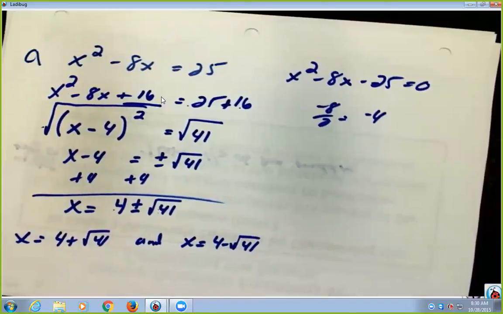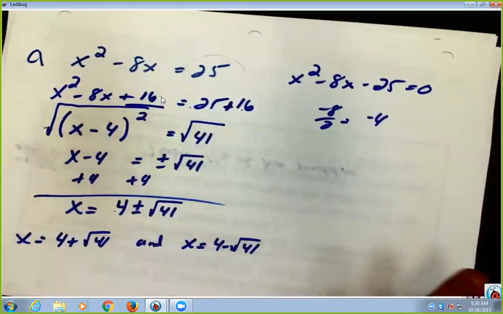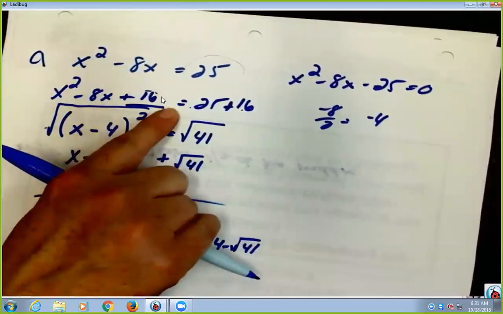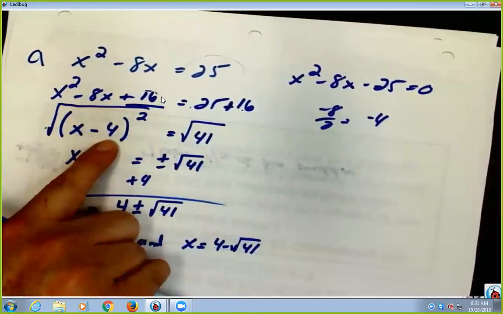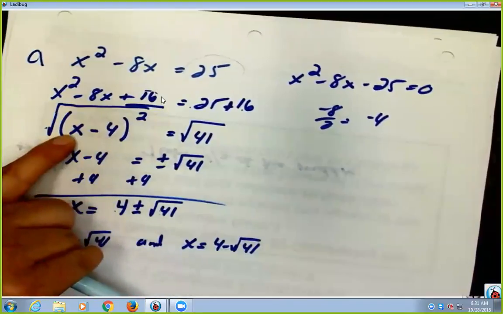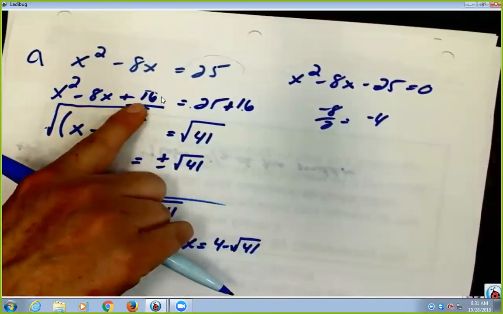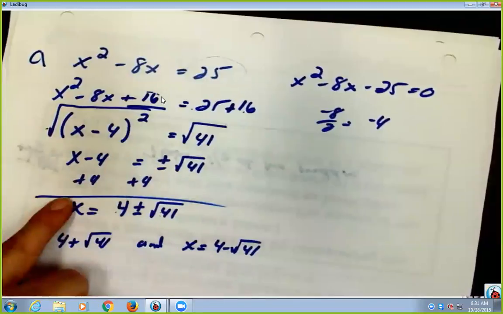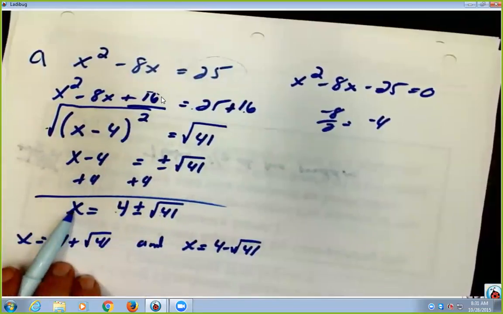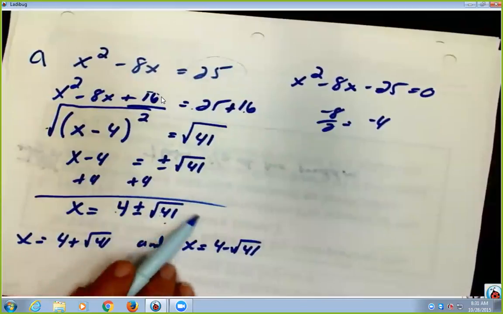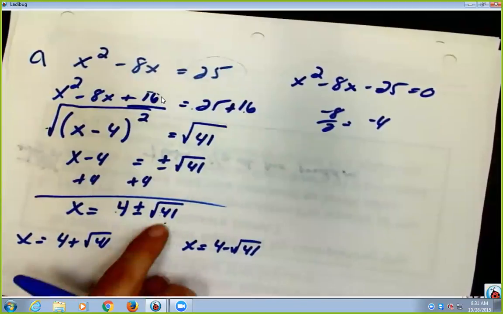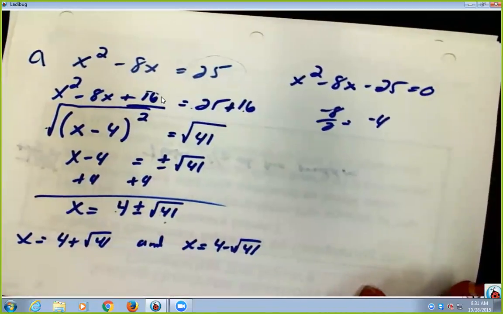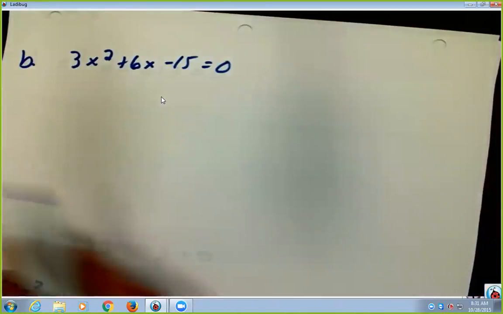So recapping what we did, we left the 25 over here. We didn't put it on the other side. We left a space for what it would make this side to be a completed square. So I took half of a negative 8, which is a negative 4, wrote that with the x down here, took the negative 4, squared it, added it to both sides. Then used the square root property, took the square root of both sides, and finally worked it down where I solved for x, and I got x is equal to 4 plus or minus the square root of 41. Because once again, the thing that comes out of here could be positive or it could be negative. Okay, so far so good? Okay, let's do another one.